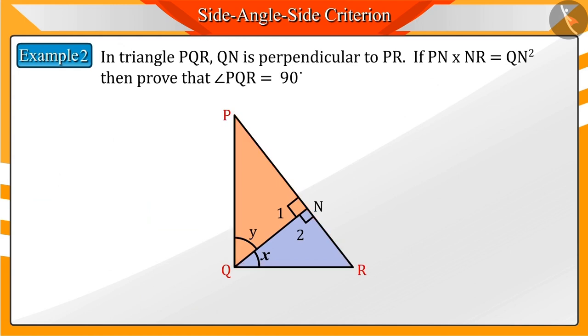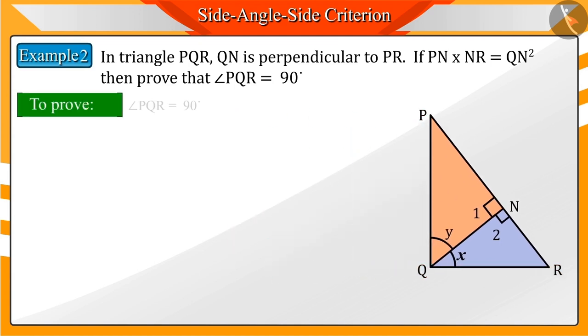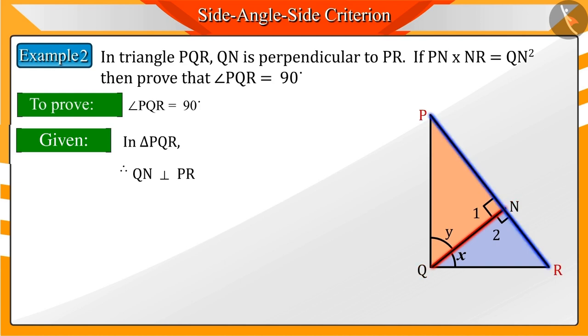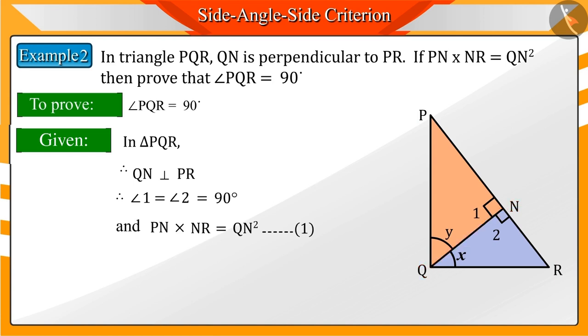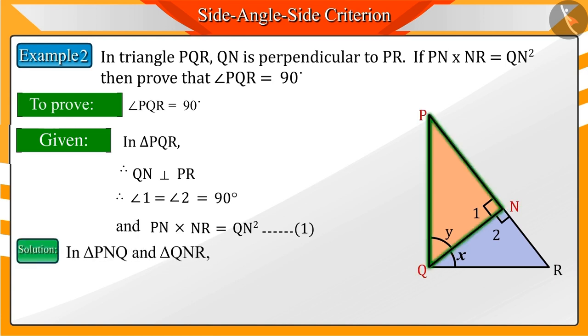In triangle PQR, QN is perpendicular to PR. If the product of PN and NR is equal to the square of QN, then prove that the angle PQR equals 90 degrees. We need to prove that the angle PQR is equal to 90 degrees. We know that QN is perpendicular to PR. Hence, angles 1 and 2 are right angles, and the product of PN and NR is equal to the square of QN in triangles PNQ and QNR.